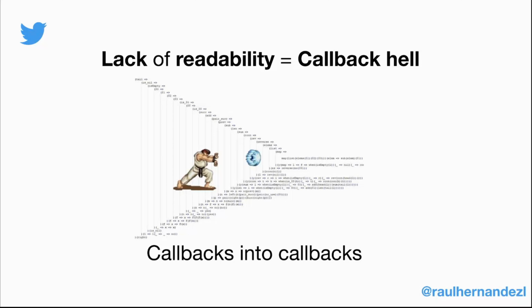And this is even harder when you have a bug and you want to fix it. So it's not only a matter of reliability, but also predictability. So callbacks into callbacks, also called callback hell, is probably an anti-pattern that you want to restrict and not use when it's possible.